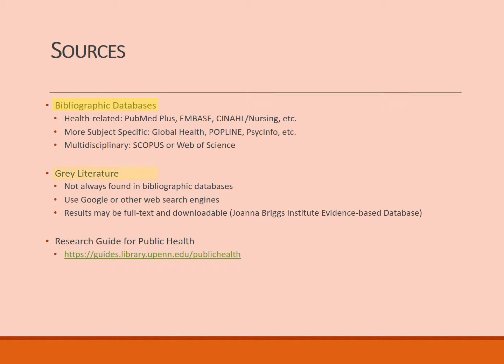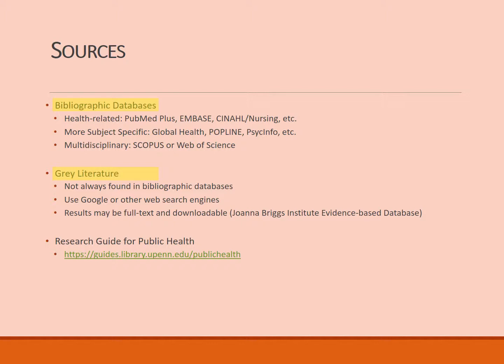Gray literature, which is chiefly found on the web by searching Google or other search engines, contains information that is not usually listed in bibliographic databases. It may be very important for your research. Examples are CDC statistics, FDA drug or device information, or conference presentations from professional societies. You can also get full-text downloadable information from large, non-government organizations.